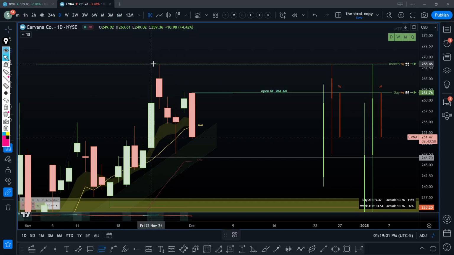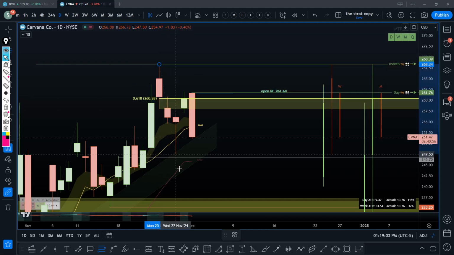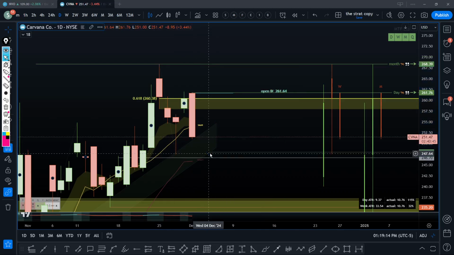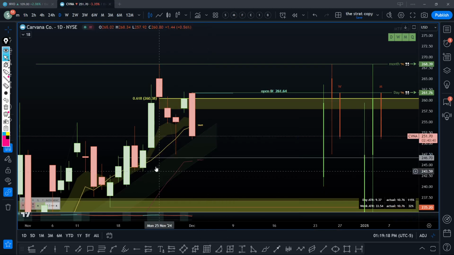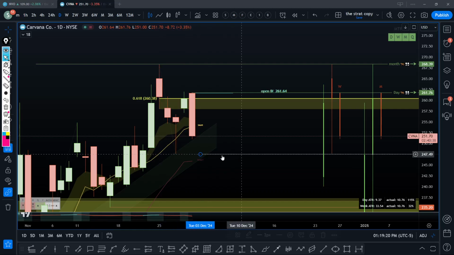I'm looking for a swing high to a swing low to give me a zone of interest. I would like to see Carvana back above that golden zone there. As of right now, it looks like it's trying to tackle this swing low that I used to formulate that zone. So this swing low around here looks like it's heading towards there.